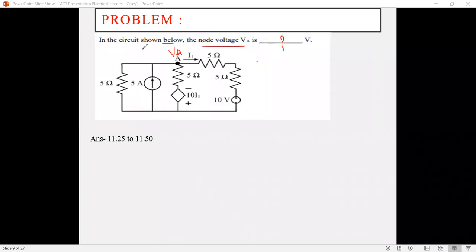See here, the question: in the circuit below, find the node voltage VA. We want to find the value of node voltage VA. The A nodal point is given, and we just represent it as VA here. Now see what is given. Here is one current, which can be represented as current I1. Then this 5 ohm resistor. Here is a 10 volt voltage source. Which dependent source is there?